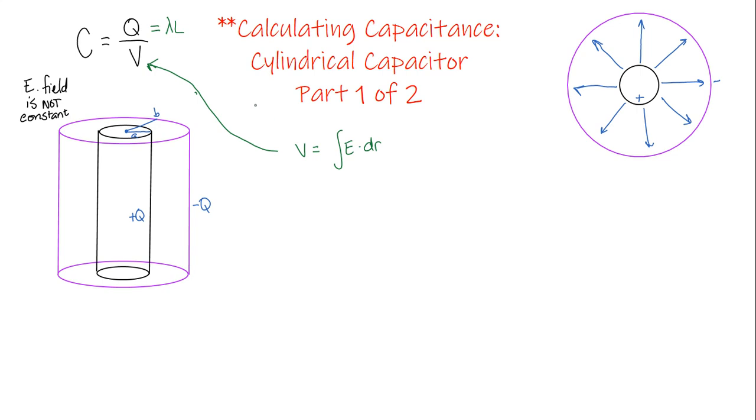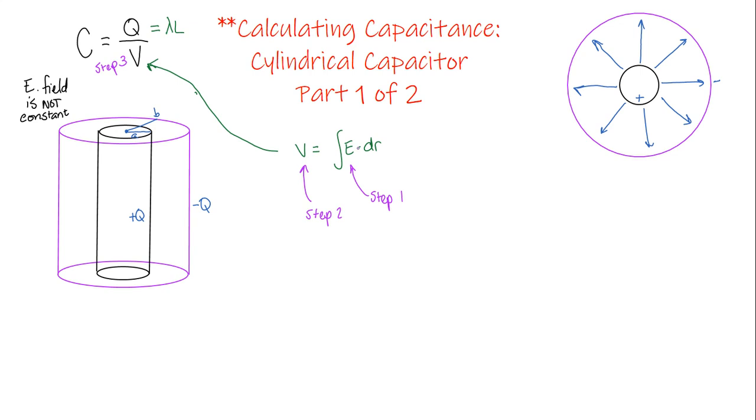I'm going to just leave this kind of generic for right now. So here are the steps. Step 1 will be to figure out the electric field. Step 2 will be to then integrate that function and figure out the voltage. And then step 3, of course, will be to do what we are actually trying to do and find the capacitance.